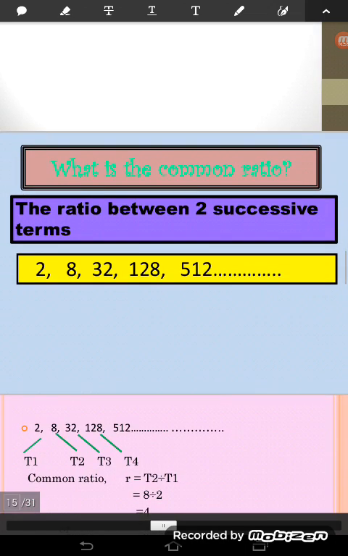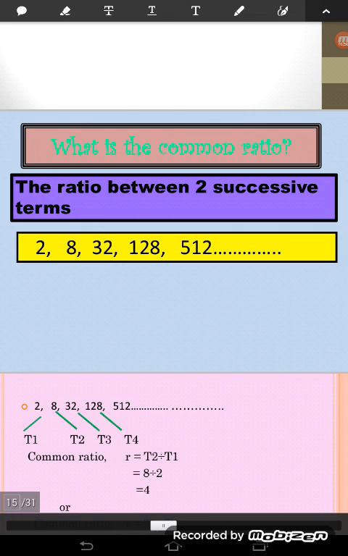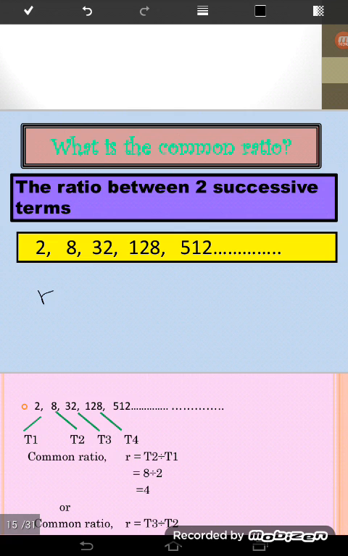Okay. So common ratio, the ratio between two successive terms. Okay. So di antara ni nisbah common ratio. Okay, so R. Okay, so common ratio R, we can find it by using second term divided by first term, or third term divided by second term, or fourth term divided by third term, and so on. So in this case, so I just use 8 divided by 2, which is equal to 4. Okay.